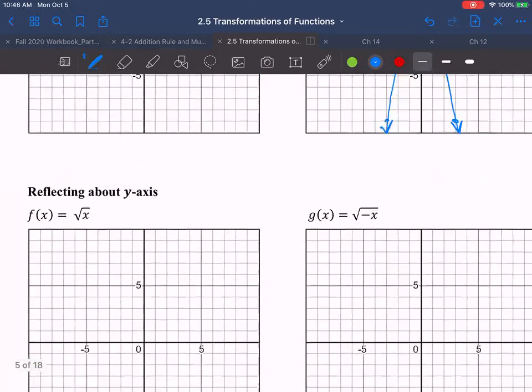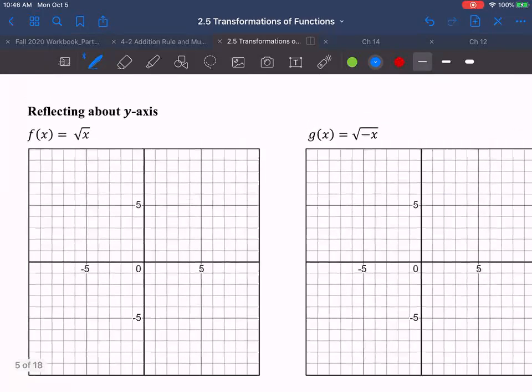Now let's take a look at a reflection about the y-axis real quick here. Here's our function square root of x. That is this. It's this function right here, right? That kind of half of a sideways parabola is that one right there.